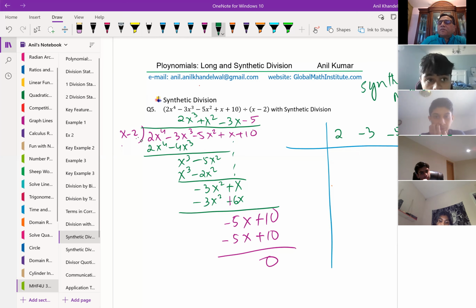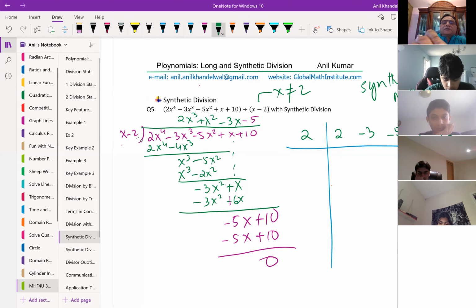Once you understand this, you'll always prefer to do it, because it occupies very little space and it is very fast. And you have to divide by what makes it 0, which is 2. So at 2, that is the restriction on this, right? You say x is not equal to 2, right? So that number is your divisor.